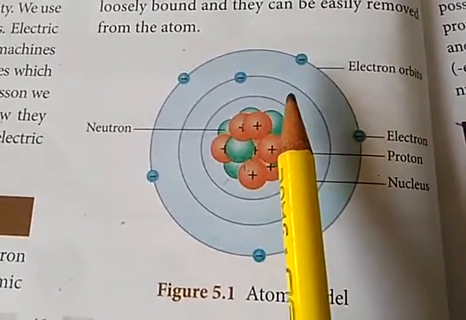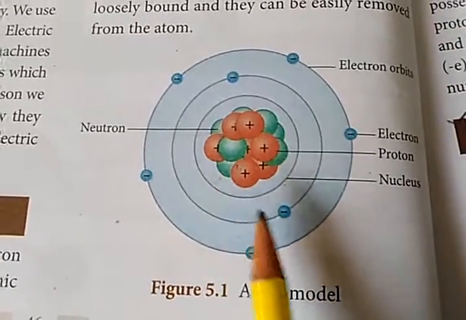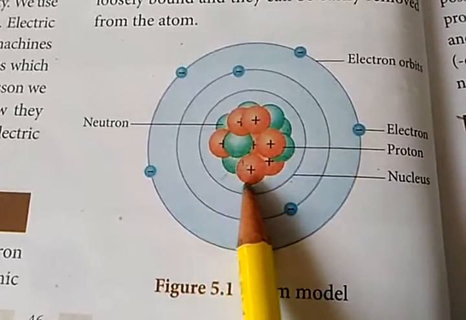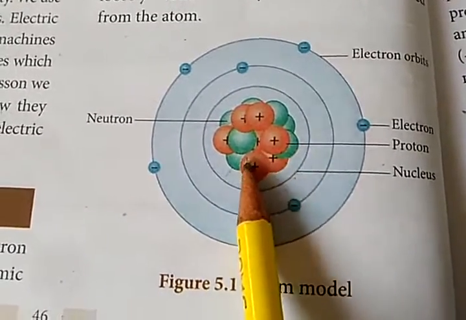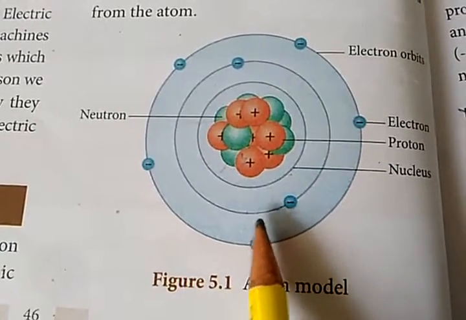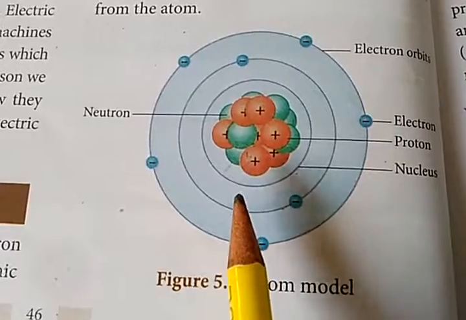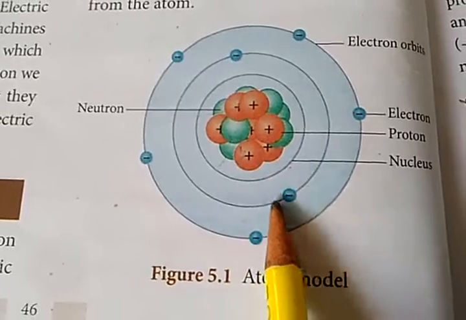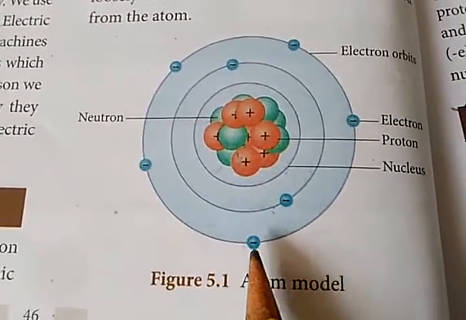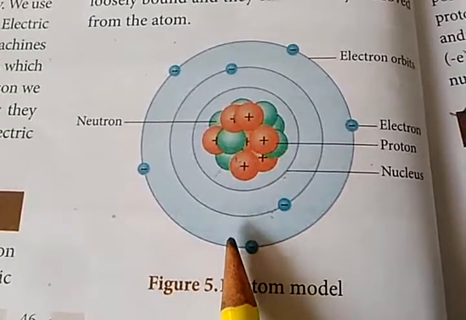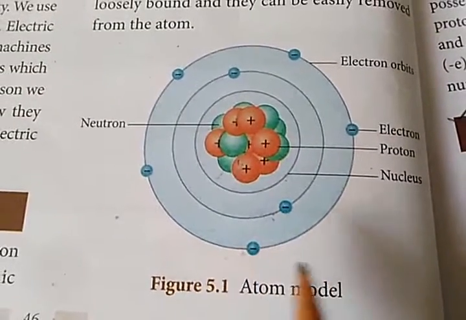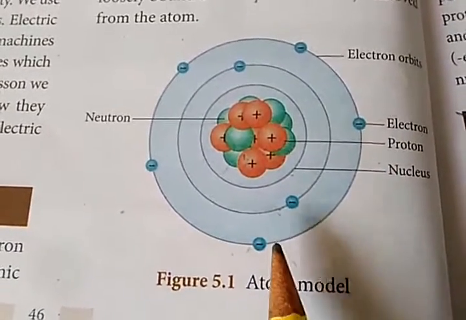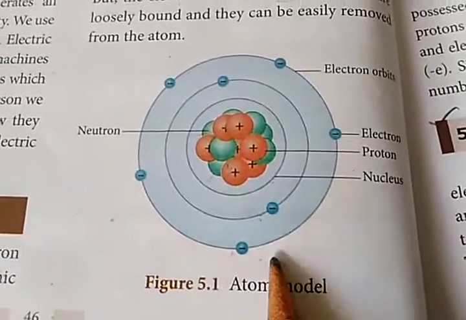Electrons in the innermost orbits are strongly attracted by the protons, so they cannot be removed from the atom easily. But electrons in the outermost orbits are loosely bound and they can be easily removed from the atom. Students, this is an atom structure.